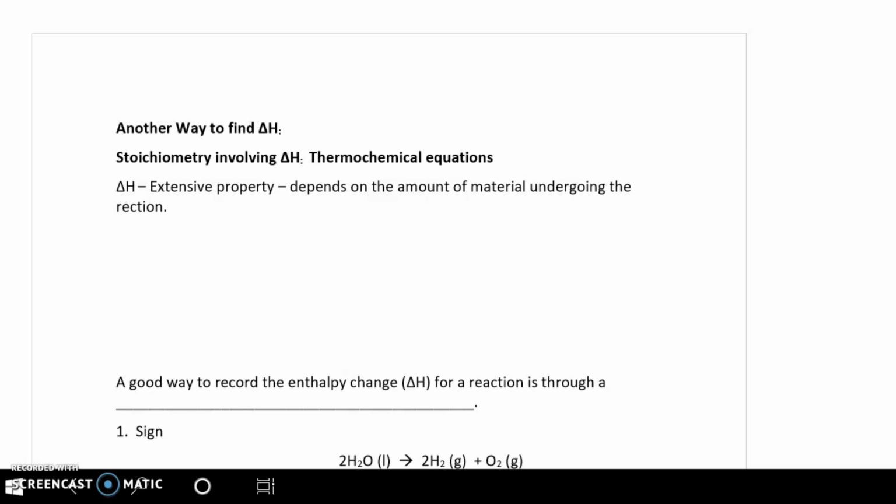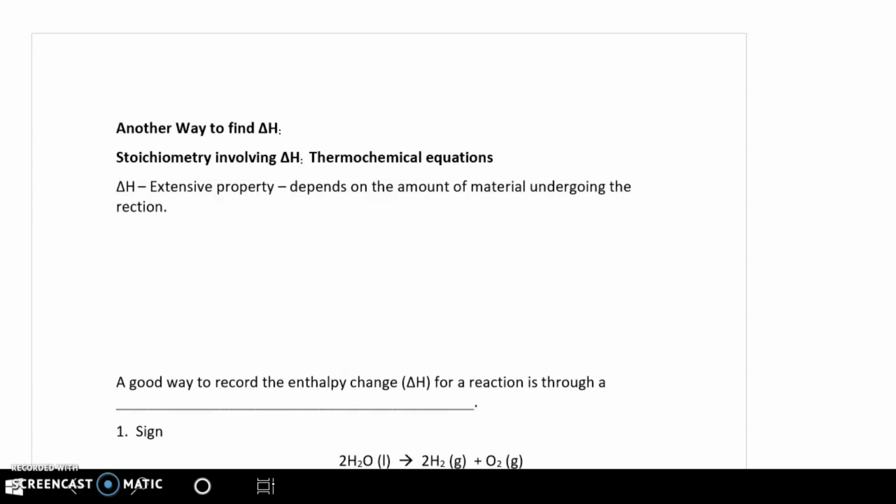Hello class. In this module, we are going to be focusing on finding our change in enthalpy by using stoichiometry. And so we'll be taking a look at some thermochemical equations. Before we get there, I want to go over what an extensive property is and what an intensive property is.